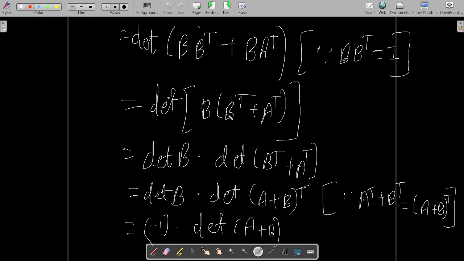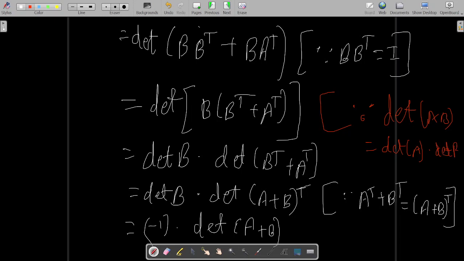Then determinant of B into this thing. Then separate this and this. Okay, by using which property? The property you must write over here is determinant of AB is equal to determinant of A multiplied by determinant of B. So determinant of AB becomes determinant of A into determinant of B.